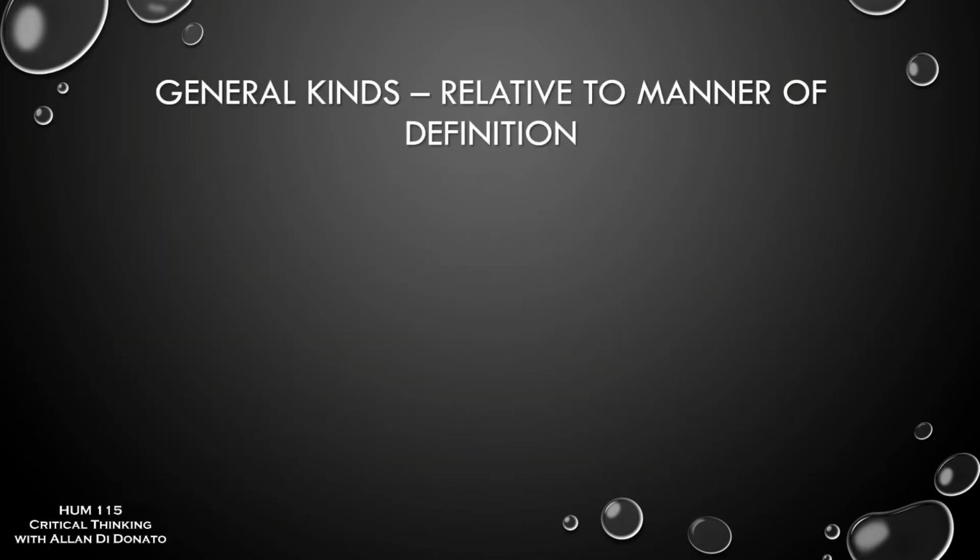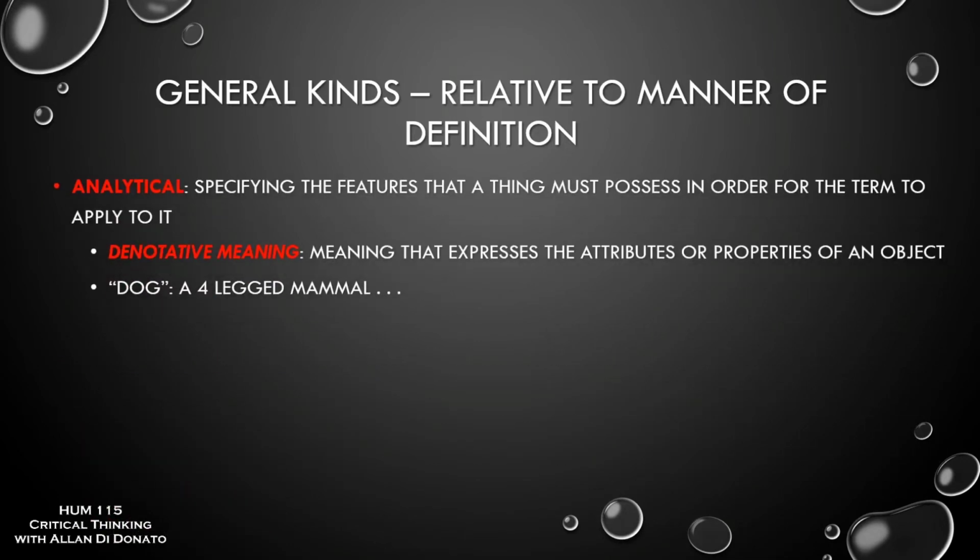General kinds of definitions relative to the manner. Let's take a look at some of these. Analytical. An analytical definition. This is going to specify the features that a thing has to possess in order for the term to apply to it. Again, here's the denotative meaning. This, like I said, is closer to the lexical meaning.